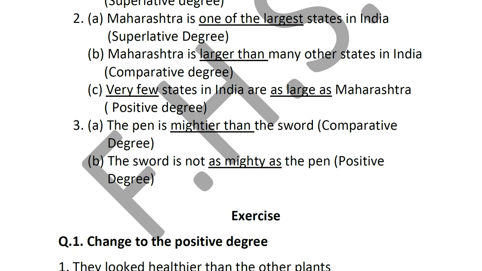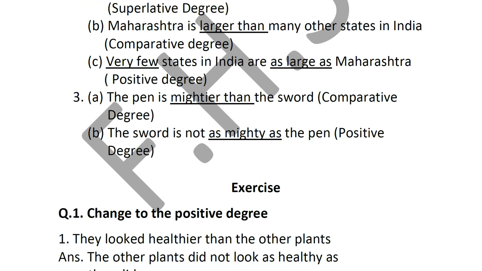Now, since it is not the only largest state, there are other states. That is why you will write "one of the largest states." Even when you see the positive degree, I've underlined very few. That means most of the states are small. There are one or two states which are as large as Maharashtra. So there are very few states in India which are as large as Maharashtra. Clear? Moving on to the third example.